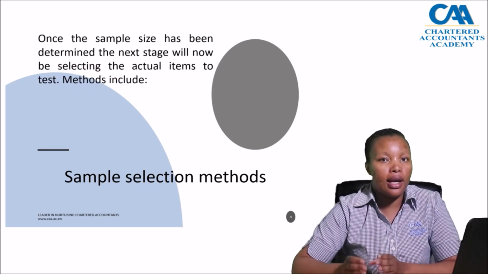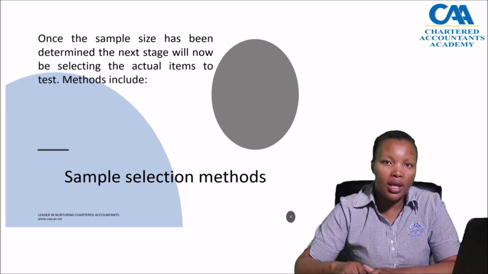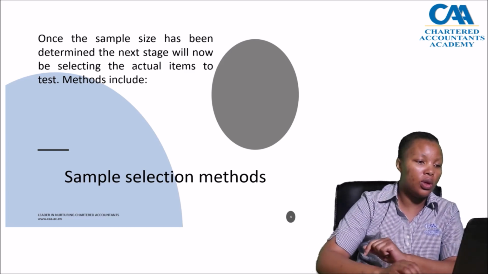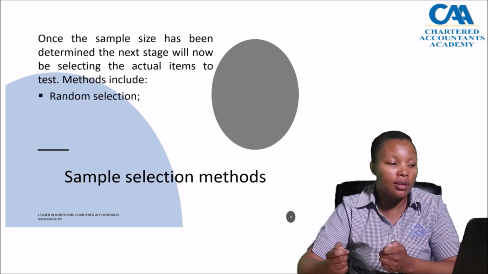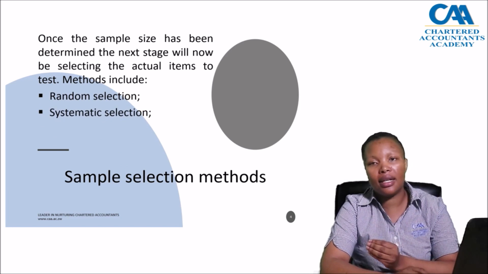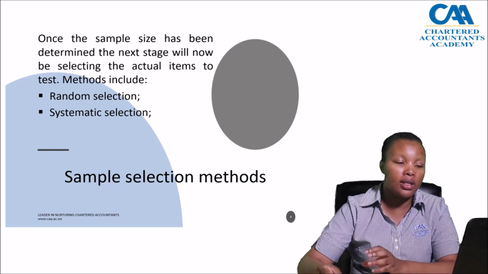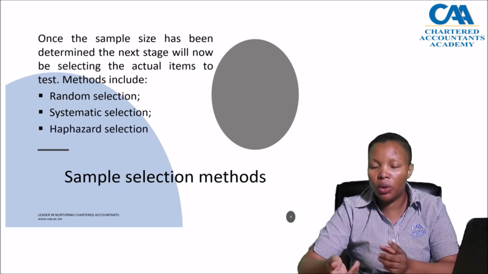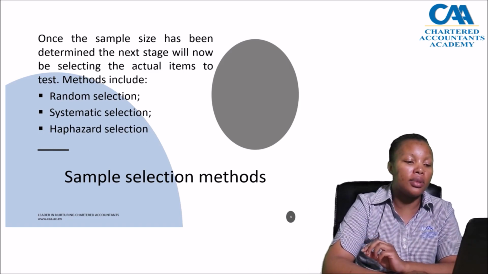Once you've determined the sample size, you need to go on to select the items within the sample that are going to be used for your auditing procedures. You can randomly select the items you're going to be testing, or you can systematically select, which is maybe selecting every second or every third item, or you can do it in a haphazard manner, where you're just going haphazardly in your selection of the items within the population.